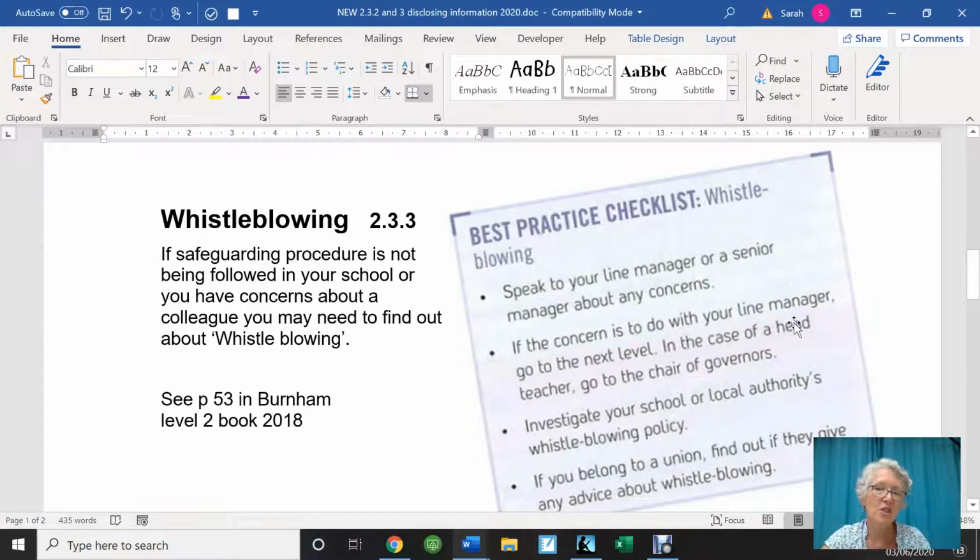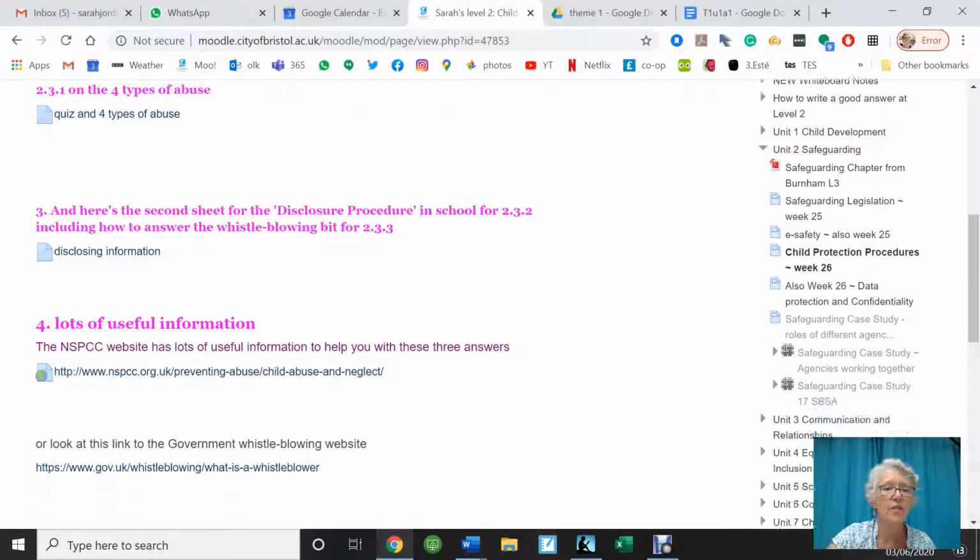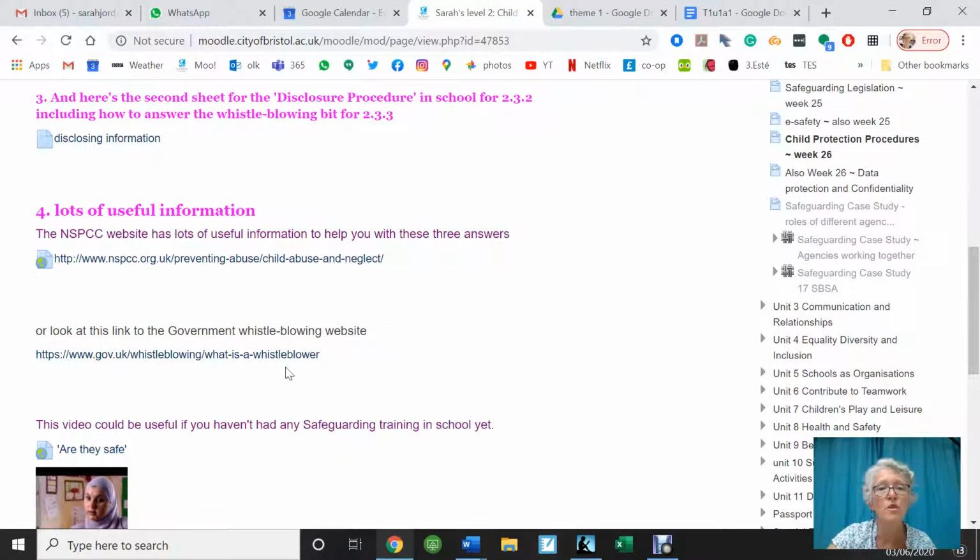What if the concern was to do with your line manager? What if the head teacher is not reporting safeguarding issues correctly? What are you going to do? Well, the next person to go to would be the chair of governors in your school. You could also have a look at your school or the local authority whistleblowing policy. And on Moodle, I've given you here a link to the government whistleblowing website. You could put a quote in here from the government website.